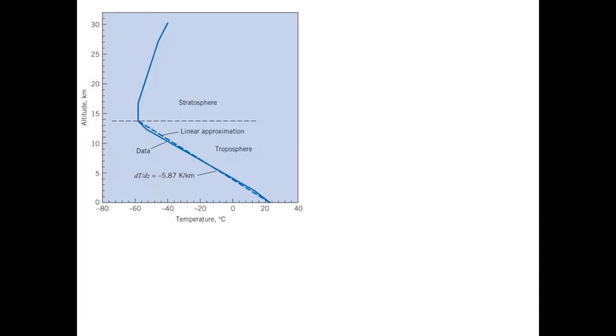And since a Kelvin and a degree Celsius have the same size increments, that lapse rate is also true in Celsius. It's also 5.87 degrees Celsius per kilometer, because that's just the increment per increase in elevation.